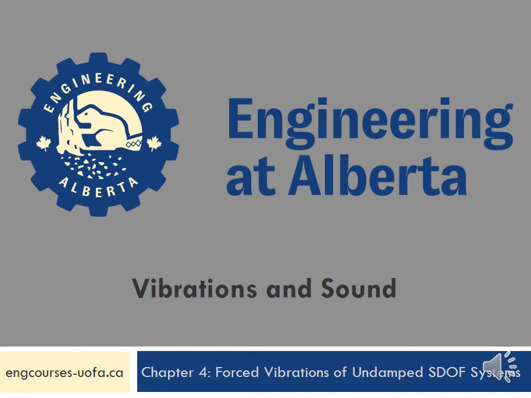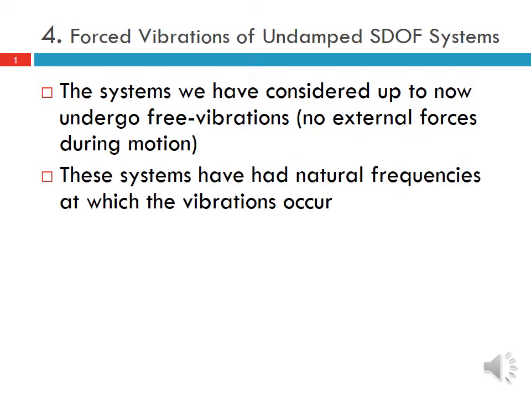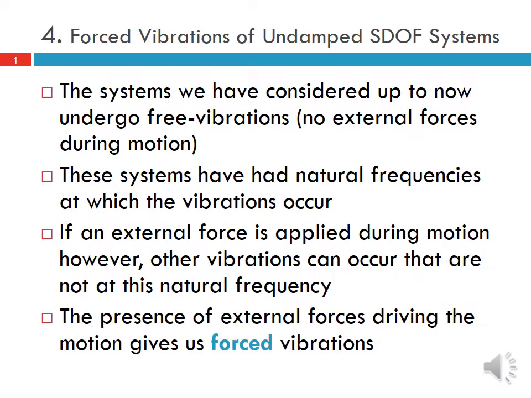In this video, we're going to start Chapter 4, Forced Vibrations of Undamped Single Degree of Freedom Systems. So the systems we've considered up to now undergo free vibrations, so no external forces are acting on the system during the motion. These systems have had natural frequencies at which the vibrations occur. However, if an external force is applied during the motion, other vibrations can occur that are not at this natural frequency. An external force can supply energy to the system, driving the vibrations. So the presence of these external forces driving the motion gives us what we call forced vibrations.